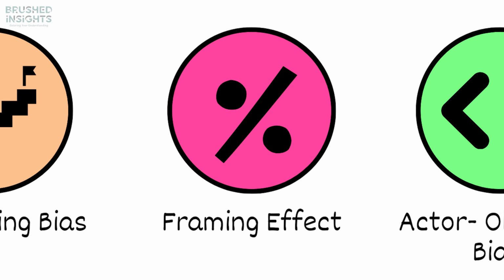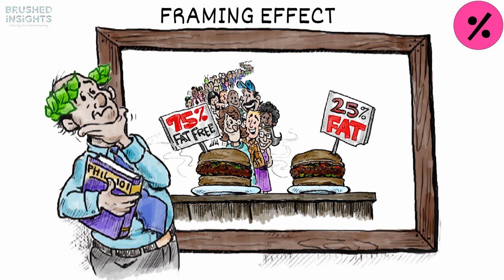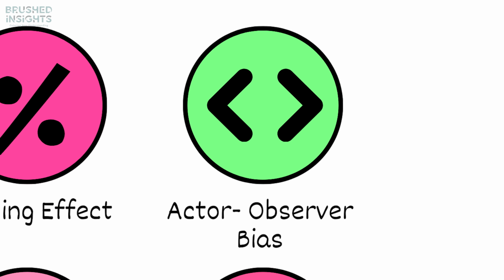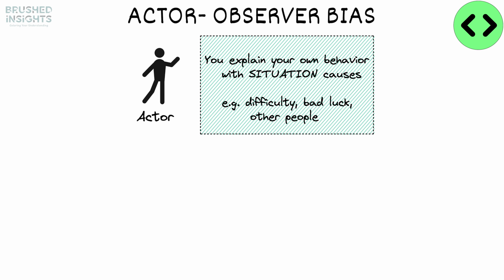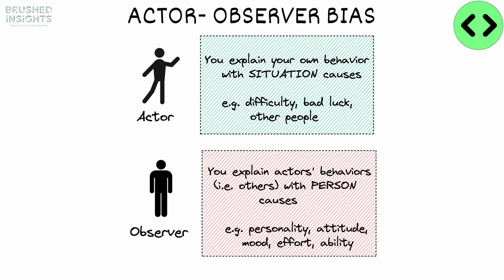Framing Effect. The framing effect refers to the tendency to reach different conclusions from identical information depending on how it's presented. Actor-observer bias. It is a tendency to overemphasize personality factors and underestimate situational influences when explaining other people's behaviors, while doing the opposite when explaining our own behaviors. This phenomenon is known as the fundamental attribution error.